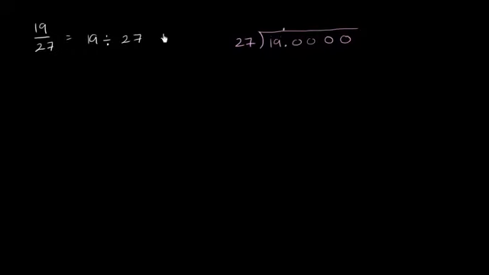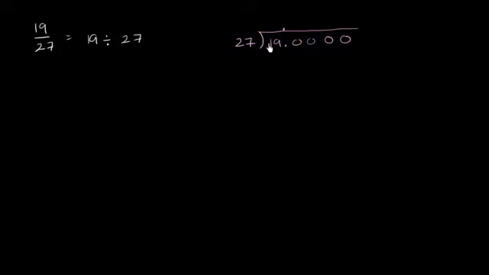So we want to express 19 over 27, which is the same thing as 19 divided by 27, as a decimal. So let's divide 27 into 19. So 27 going into 19. And we know it's going to involve some decimals over here because 27 is larger than 19 and it doesn't divide perfectly. So let's get into this.